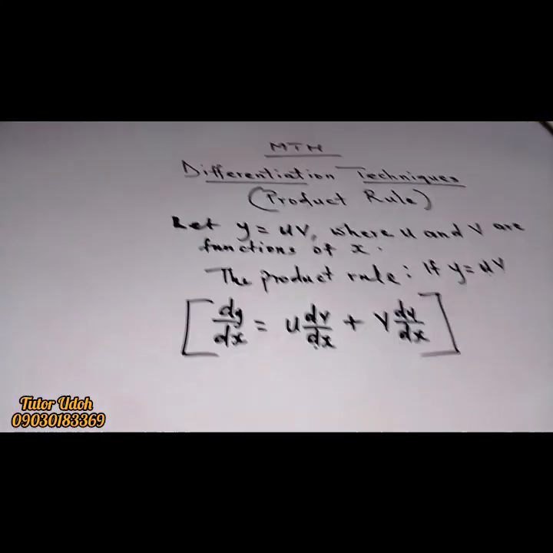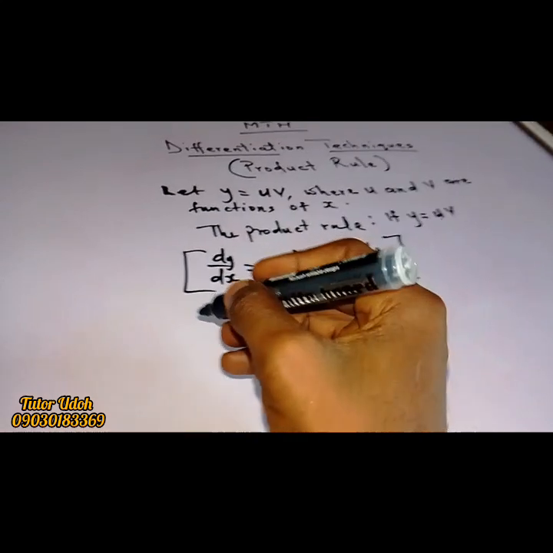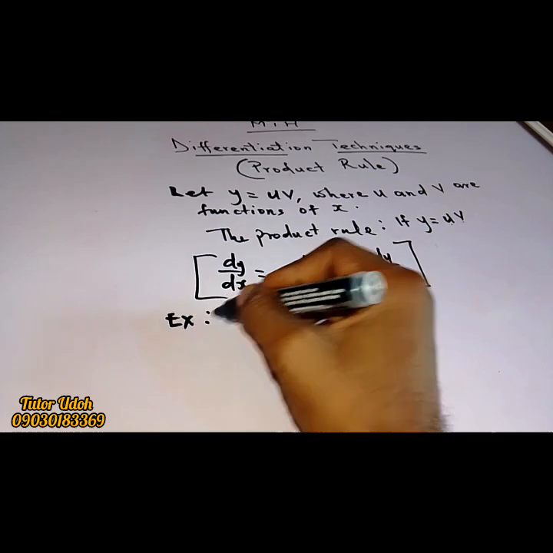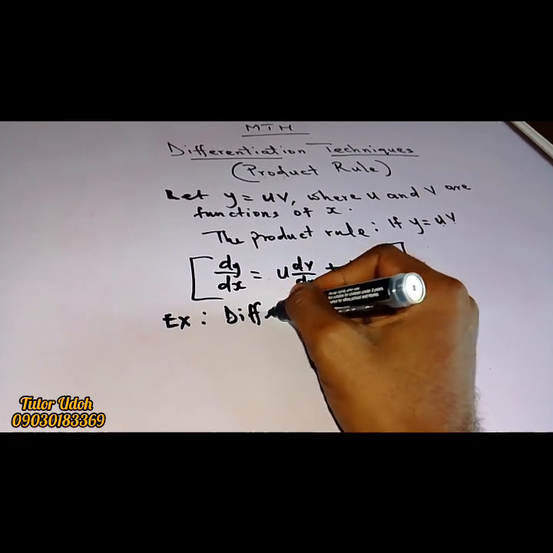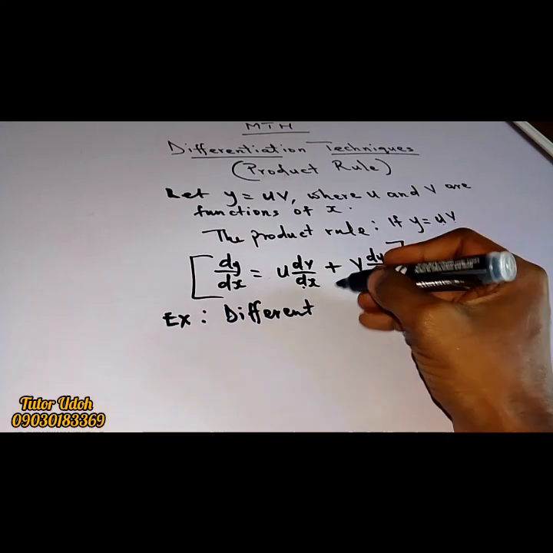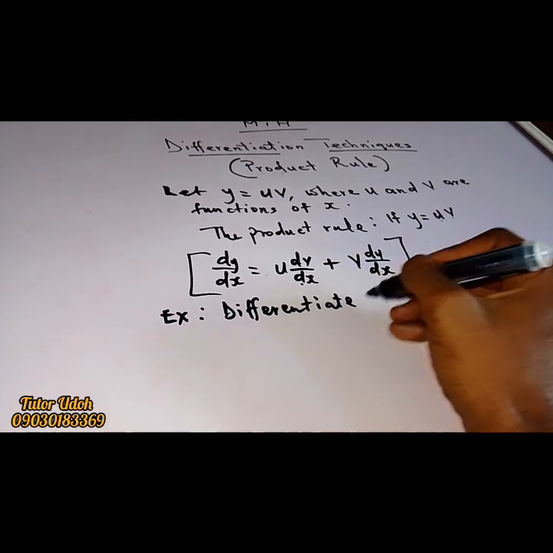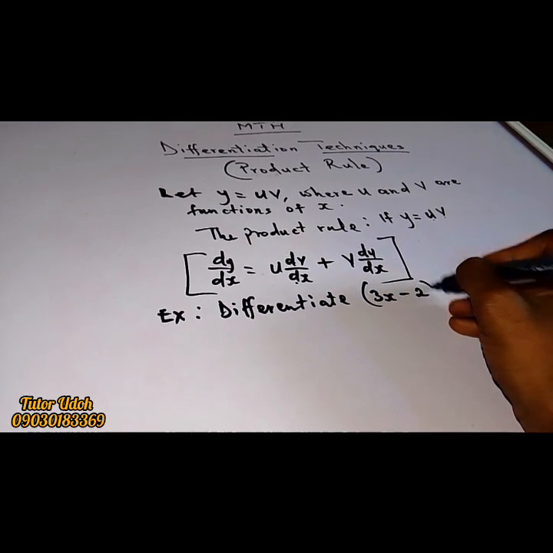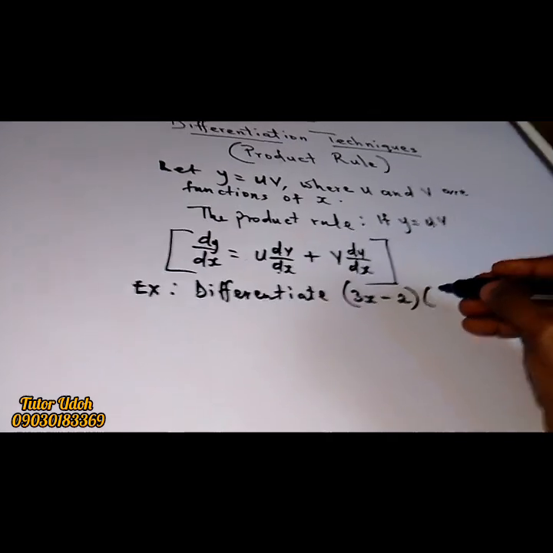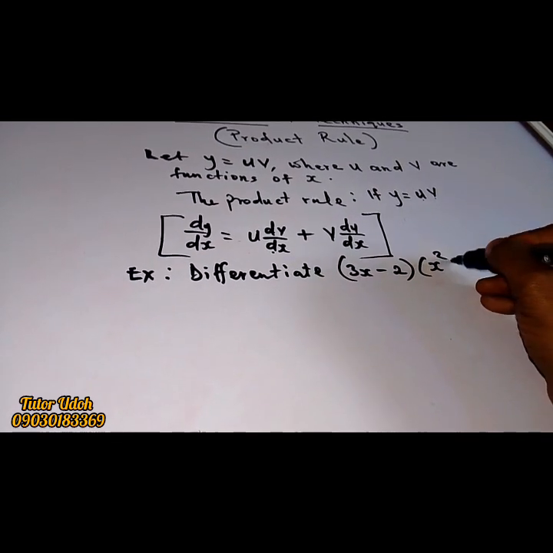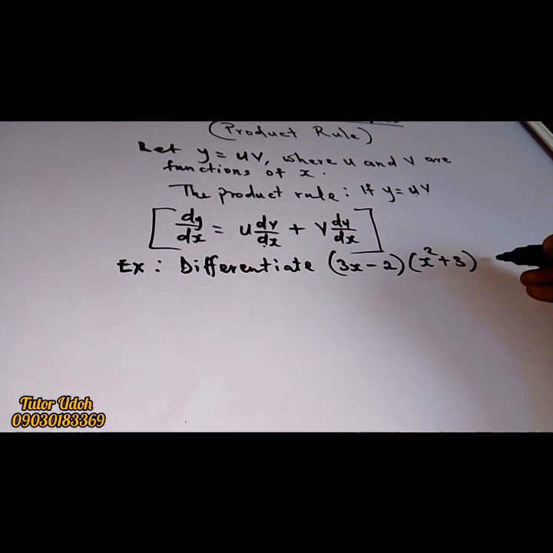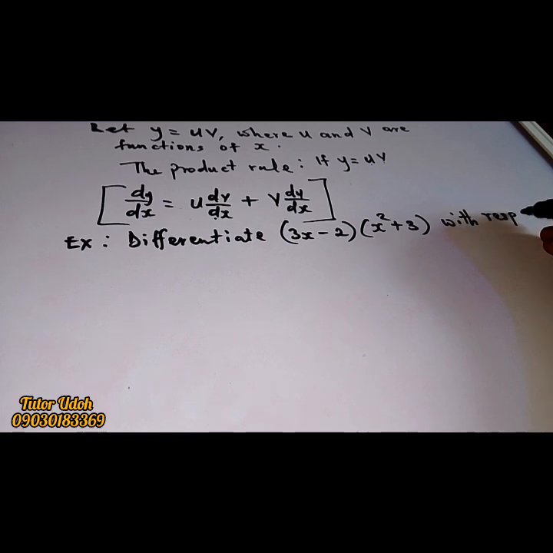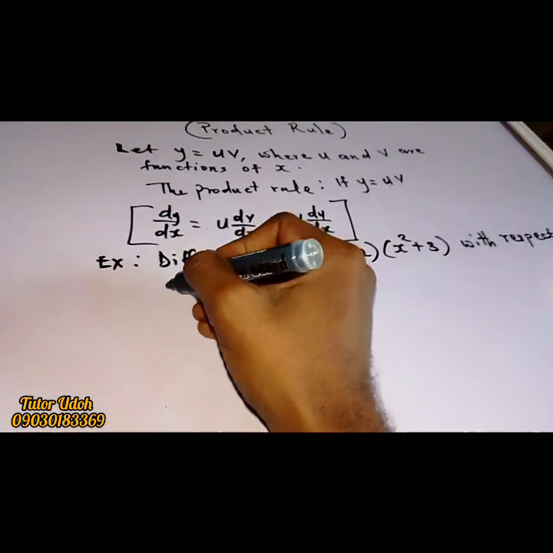So now let's solve a question using this product rule. Differentiate 3x minus 2, then x squared plus 3, with respect to x.